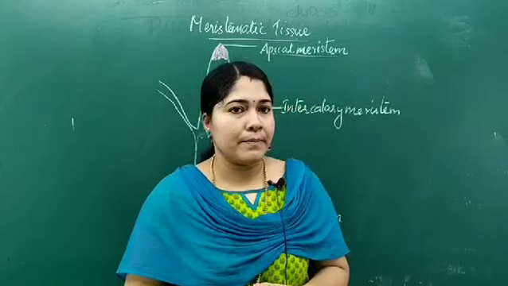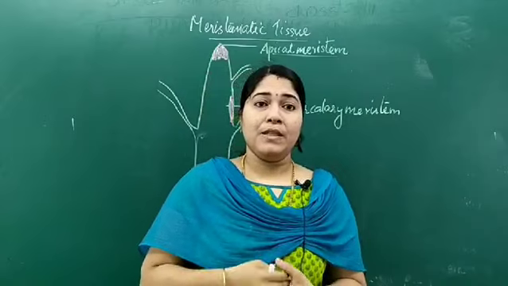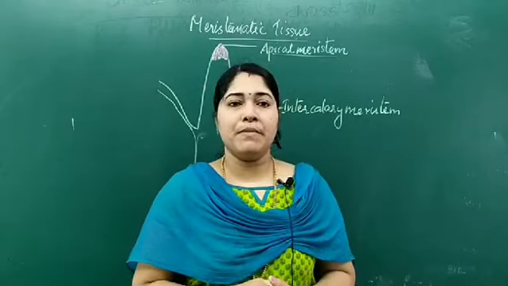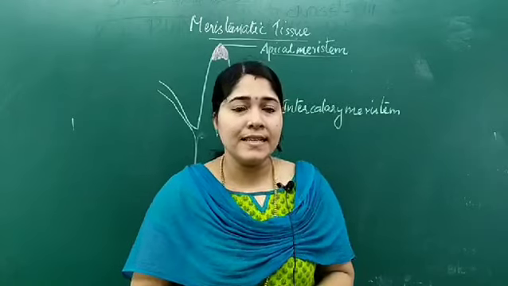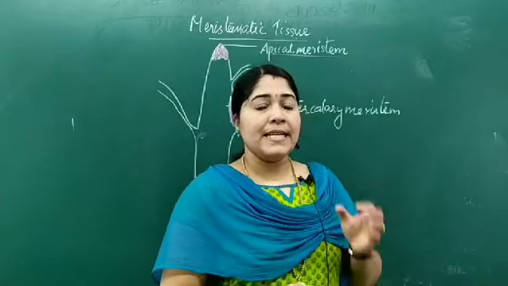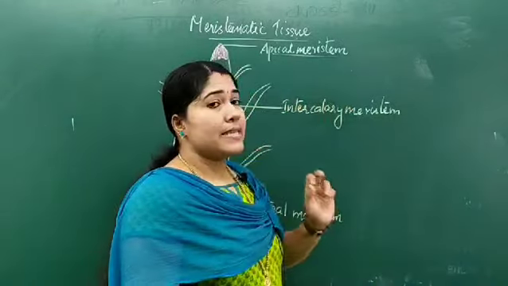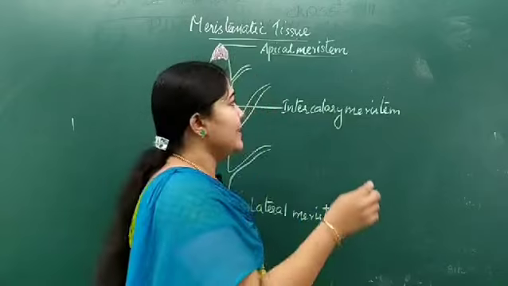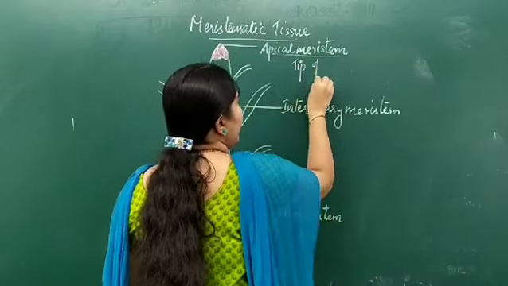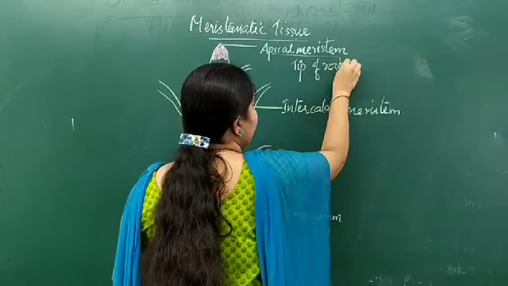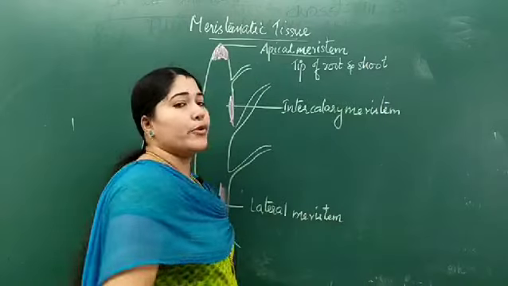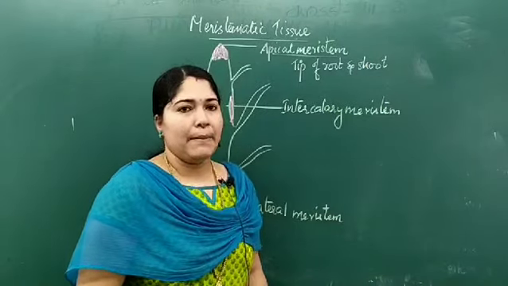The function of this apical meristem is they help to increase the length of the plant. The main function of this apical meristem is to increase the height or the length of the plant. So we can see this apical meristem is present where? It is mainly present at the tip of the plant, at the tip of root and shoot.